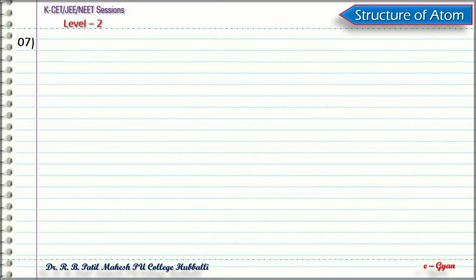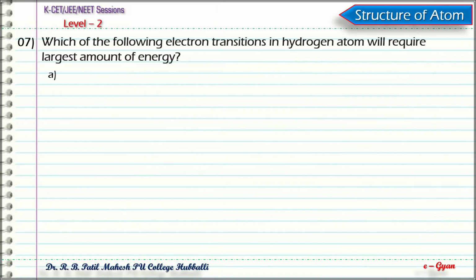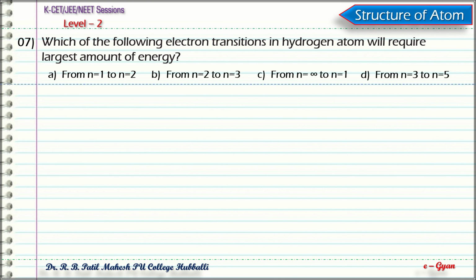Moving to the next question. Question number 7. Which of the following electron transitions in hydrogen atom will require the largest amount of energy? Dear students, please remember, amount of energy required means the electron is exciting from its lower energy level to a higher energy level. It is n1 and it is n2. Lower to higher it is going, hence the amount of energy it is requiring. So delta E must be positive. In Bohr's atomic model, we learned the electron exciting from a lower energy level to a higher energy level, some amount of energy is going to be required. Some amount of energy is to be supplied.